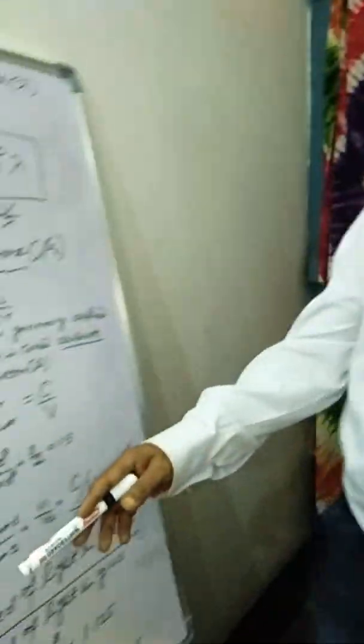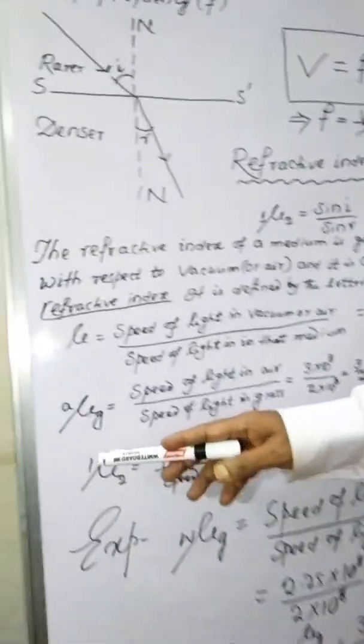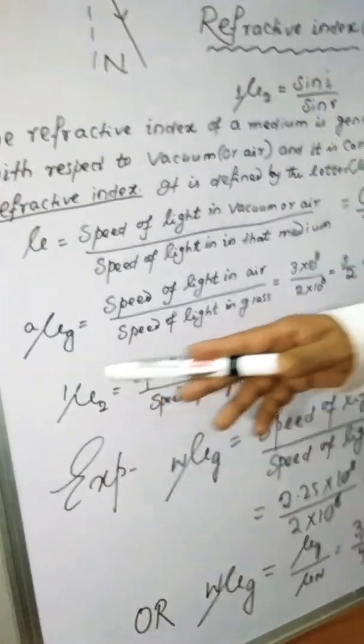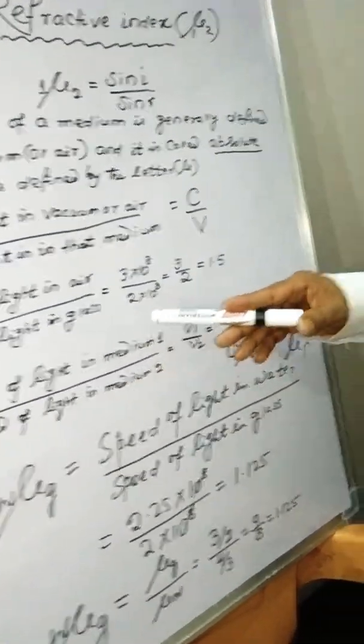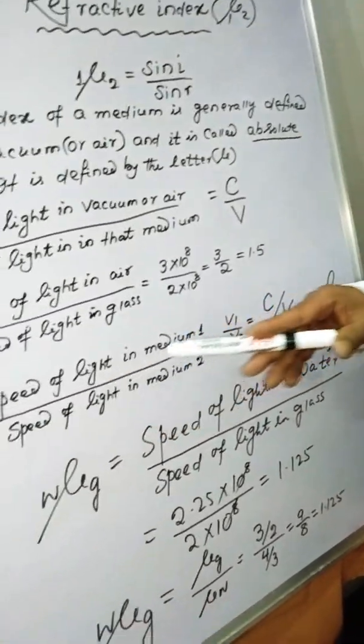Hello students, now I will discuss more about refractive index, and I shall give more examples about it. All of you look at the board. Now the refractive index of medium 2 with respect to medium 1 is equal to the speed of light in medium 1 by the speed of light in medium 2.